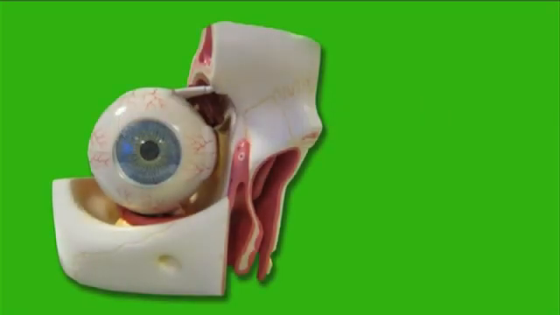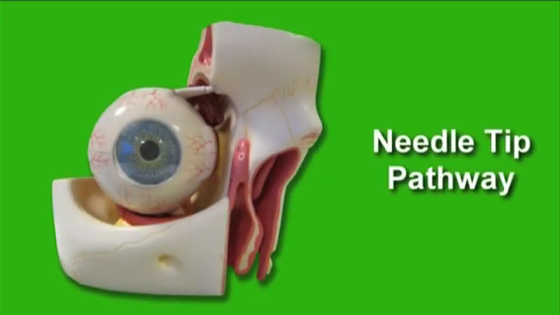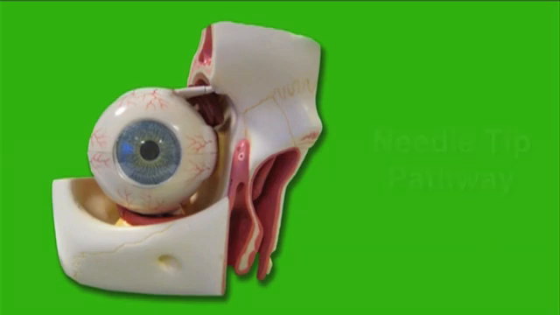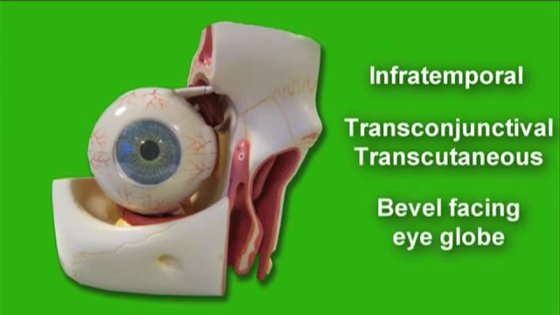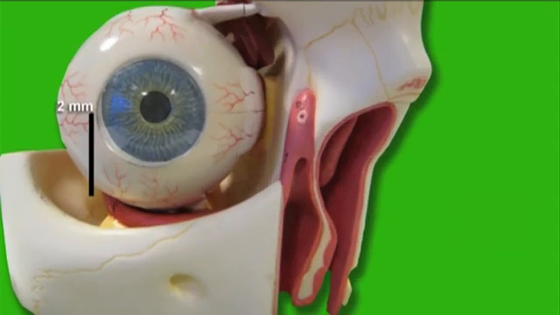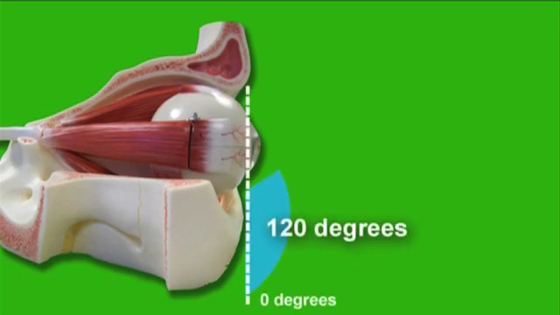Stage 1. With the eye positioned in either a primary gaze position or, as described by Gills and Lloyd in their technique, an upward gaze position, an infratemporal, transconjunctival, or transcutaneous needle insertion is made with a 25-gauge 1-inch needle with its bevel towards the globe, approximately 2 millimeters lateral to the lateral limbal margin and approximately 2 millimeters inferior to the globe. The needle tip is directed at a 120-degree angle towards the orbital floor and inserted through the conjunctiva or skin approximately 2 millimeters.